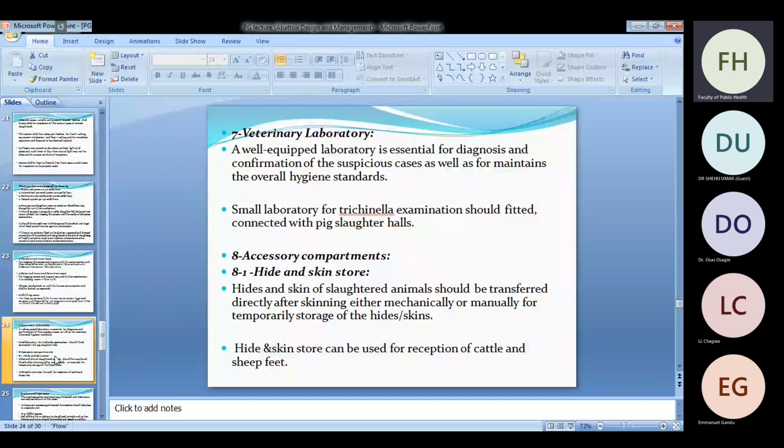They should be transferred directly after skinning, either mechanically or manually, to a temporary storage for hide and skin. Where you store the hide and skin, there will be a source of contamination to meat. Once you remove the hide and skin, they're supposed to move directly to the hide and skin stores where they're kept. The hide and skin store can be used for reception of cattle and sheep feet. These are the ones that can stay together. In the hide and skin stores, you can also keep the feet of cattle and that of sheep.